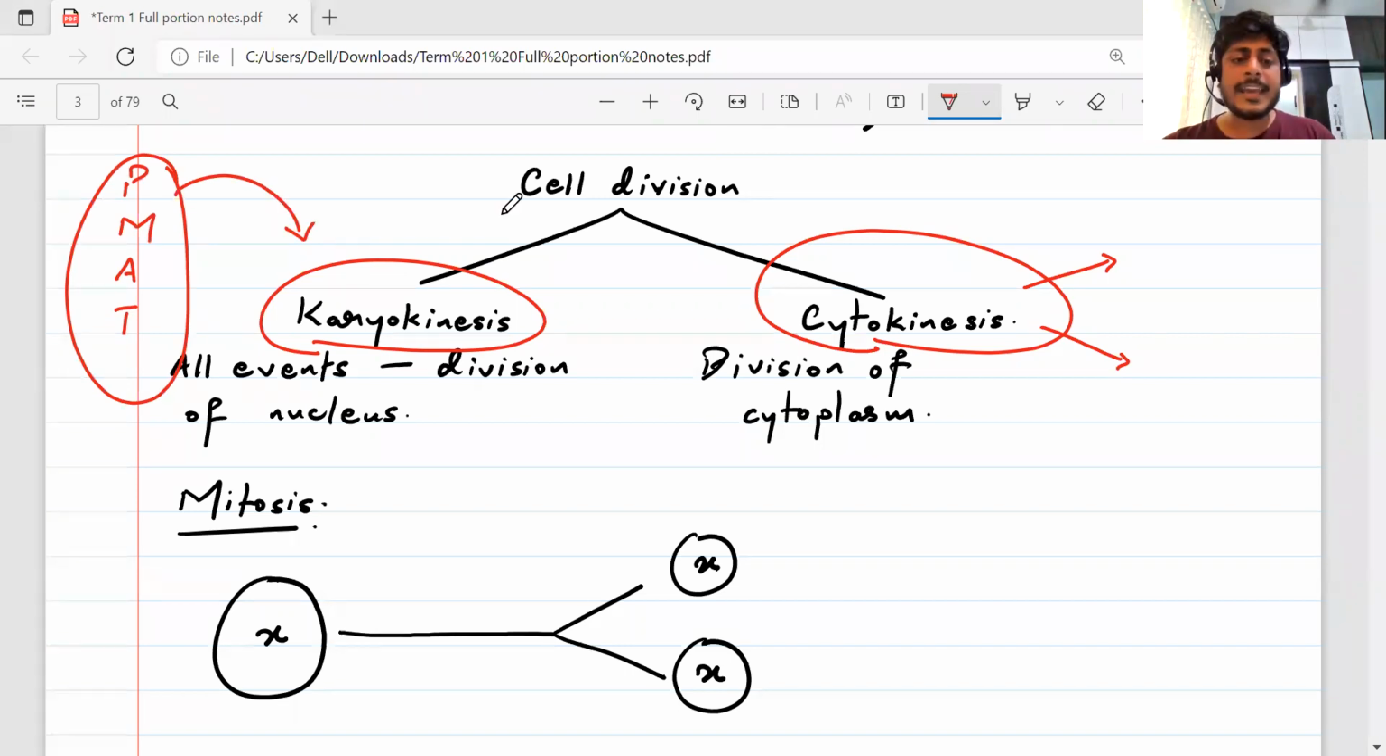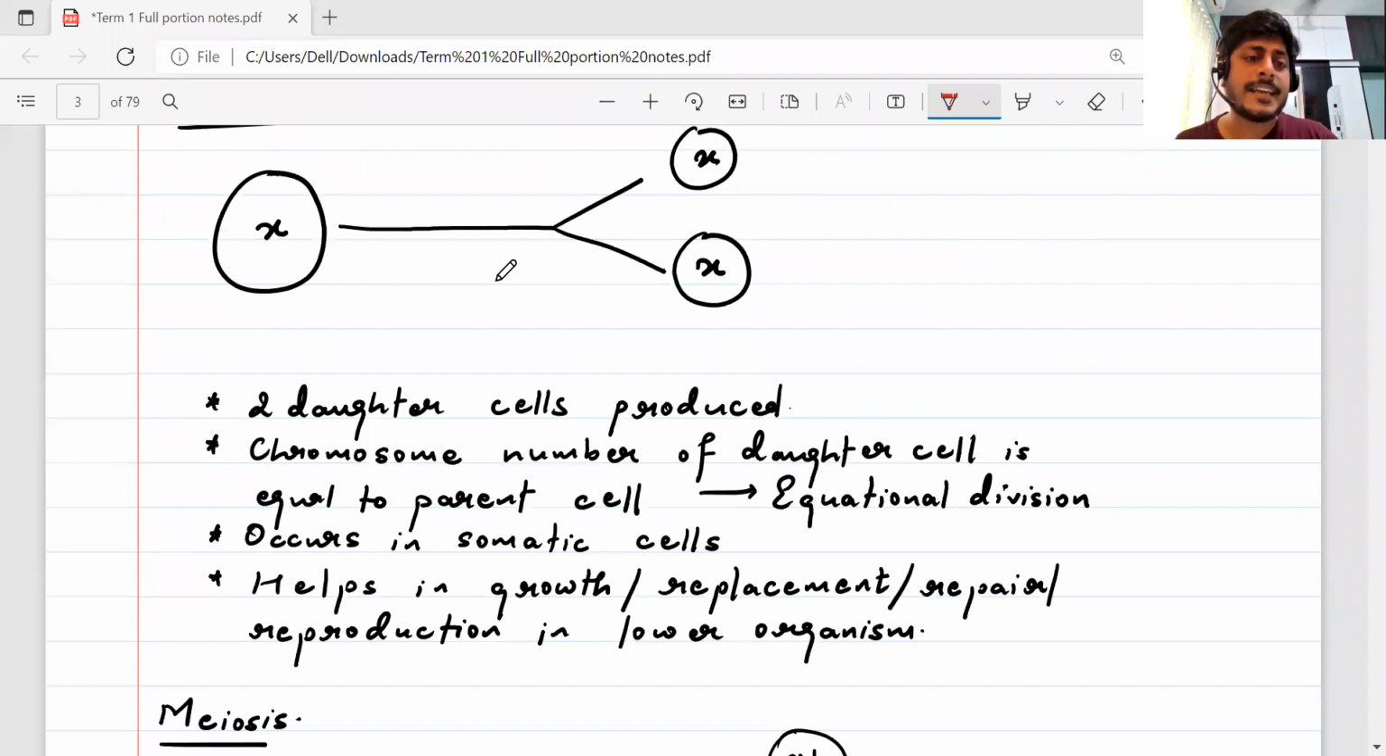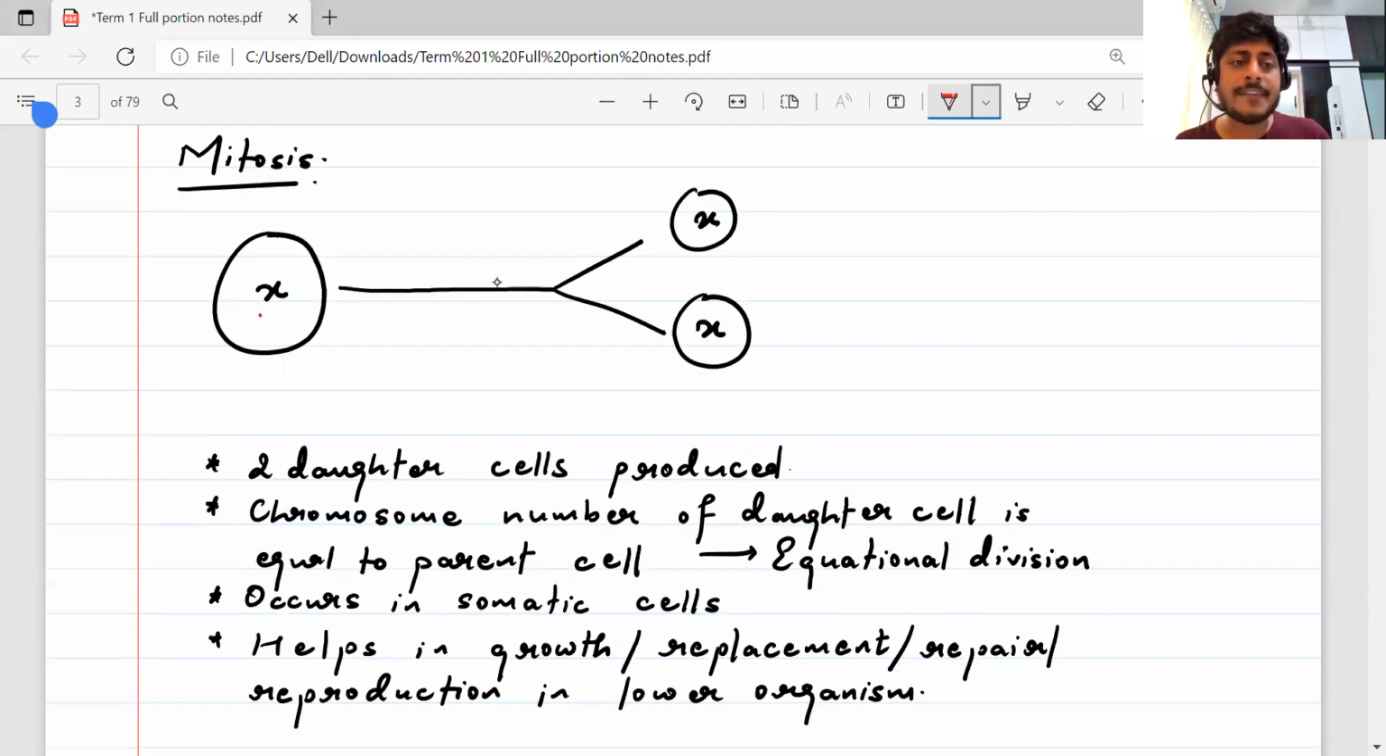Again, then the distinguishing: now we're seeing mitosis. If a cell having chromosome number X divides, it produces 2 daughter cells. So this is one daughter cell, this is the other daughter cell. If it had chromosome number X, then the daughter cells will also have chromosome number X. This is so because during synthesis phase, the DNA duplicates. So actually this X becomes X plus X, and then one set of X goes into one cell, and the other set of X goes into the other cell.